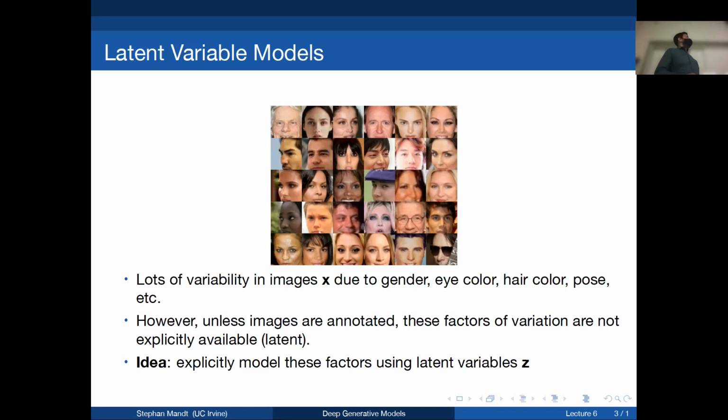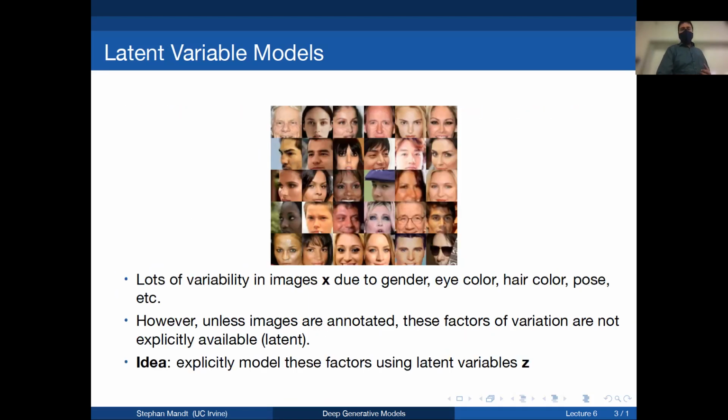Now, the first idea here could be that if we want to build a generative model for images, for face images, for example, we could try to explicitly model all of these factors and then specify a generative process that, based on the values that all of these factors take, would generate such an image. So this is going to be our first attempt at solving that problem.